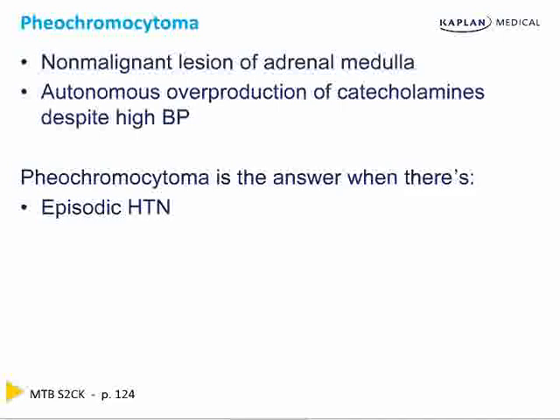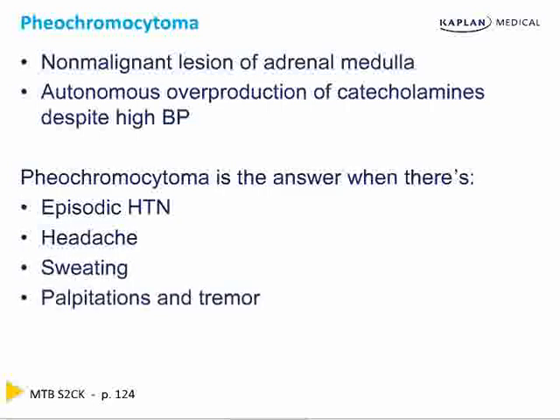You don't have episodic renal artery stenosis. Oh, it came, it went, it came, it went. You don't have episodic Cushing's disease. Oh, I was humping and not humping. Oh, I had truncal obesity, no truncal obesity. It's the only one that's episodic. Headache and sweating and palpitations and tremor are certainly there. But it would be very hard to extrapolate and say, you have a headache, you must have pheochromocytoma.